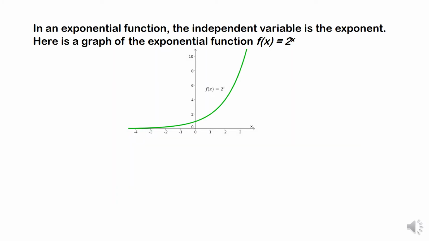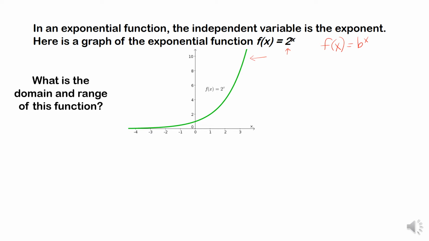Okay, in an exponential function, the independent variable is the exponent. Here's a graph of the basic exponential function, f of x equals 2 to the x. The way they write it algebraically is to write it like this. We don't use a 1 here because 1 to any power is 1, so they can't use it that way. Okay, so this is the basic parent function you'll almost always see for exponential graphs.